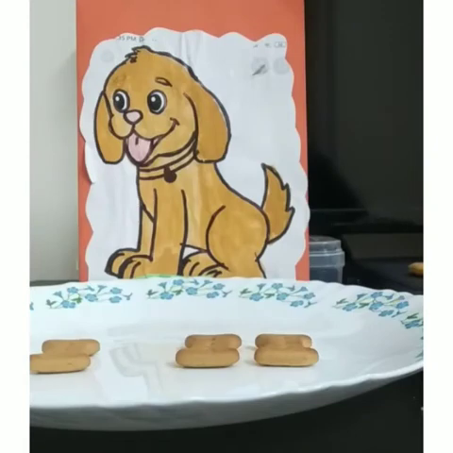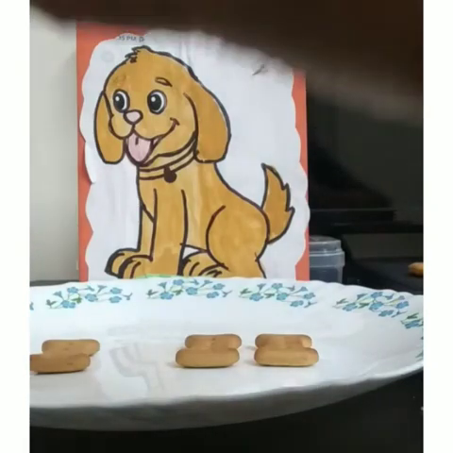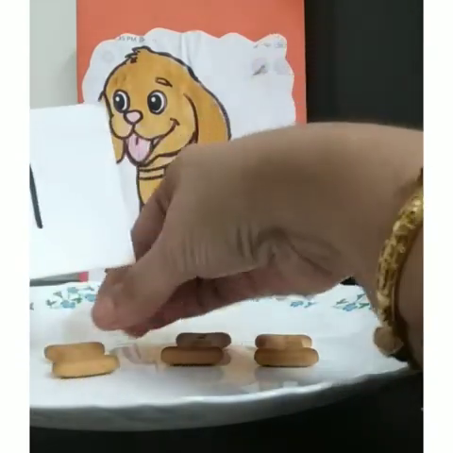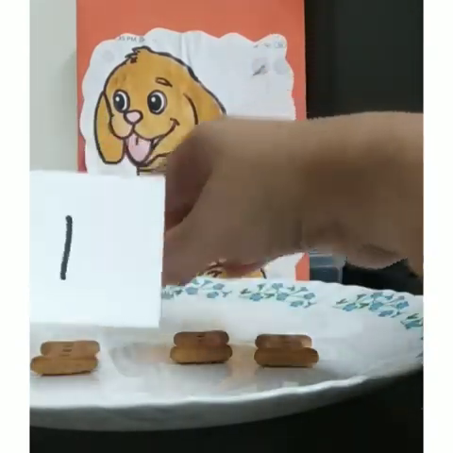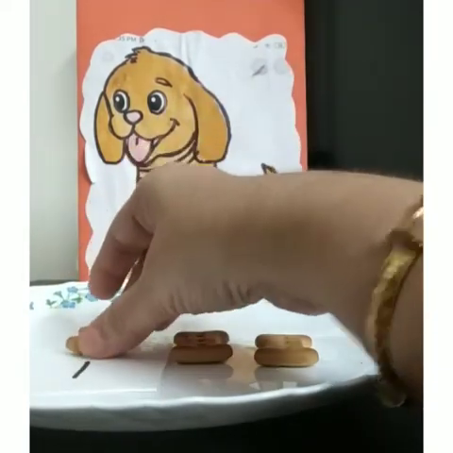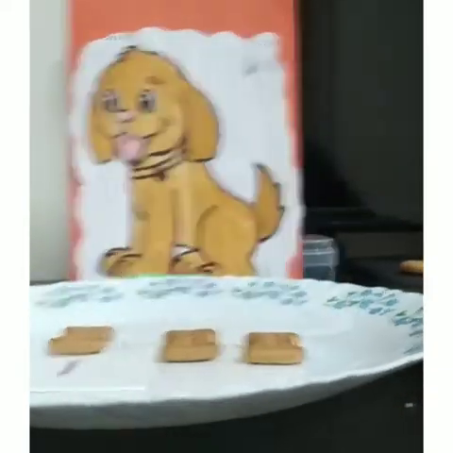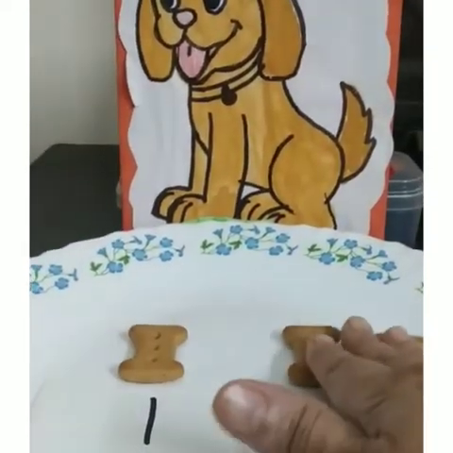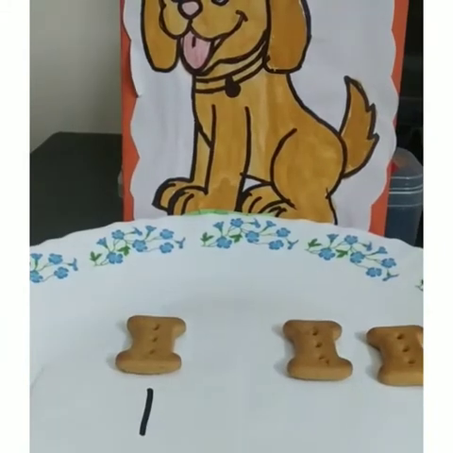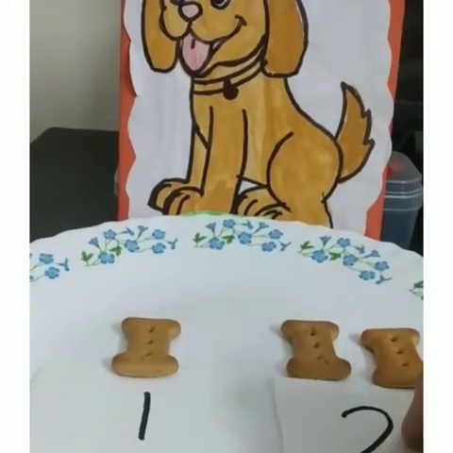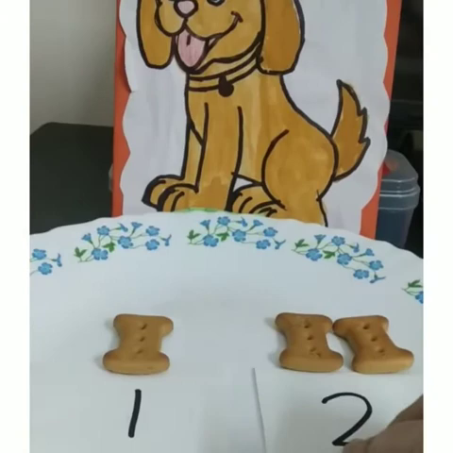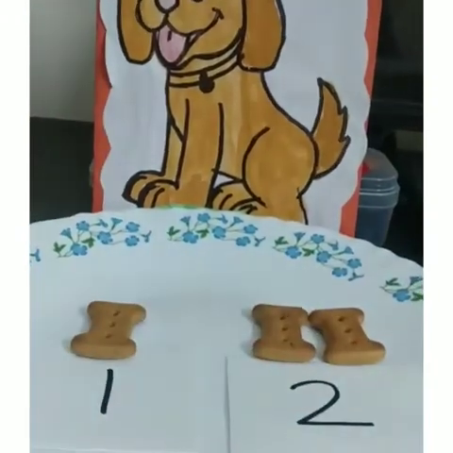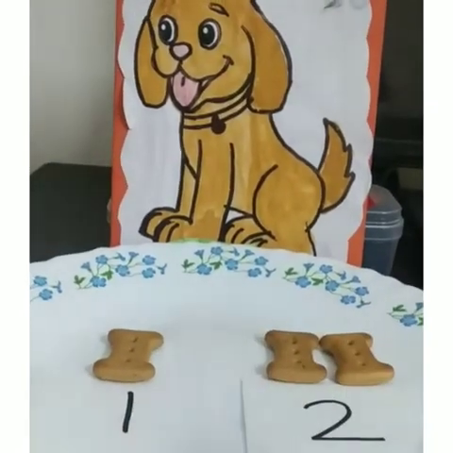So, children, let us put the numbers. Mama gave him one biscuit, right? So we will keep number one here, like this. Can you see number one here? Yes. Now, one, two. So we will keep number two here. You know these numbers, right? So one biscuit Mama gave and two biscuits Papa gave.